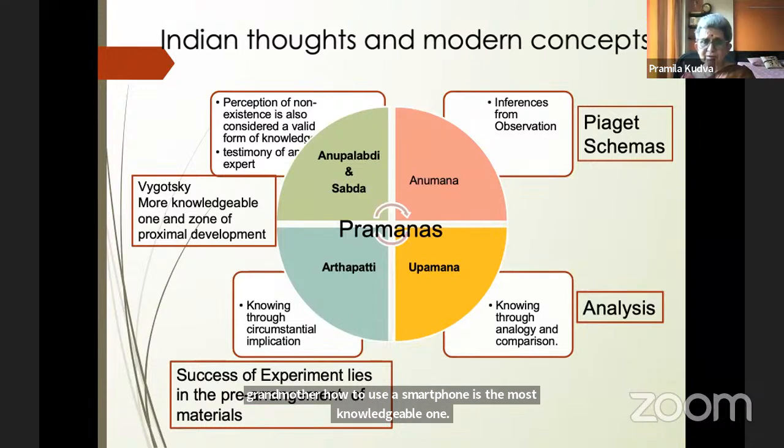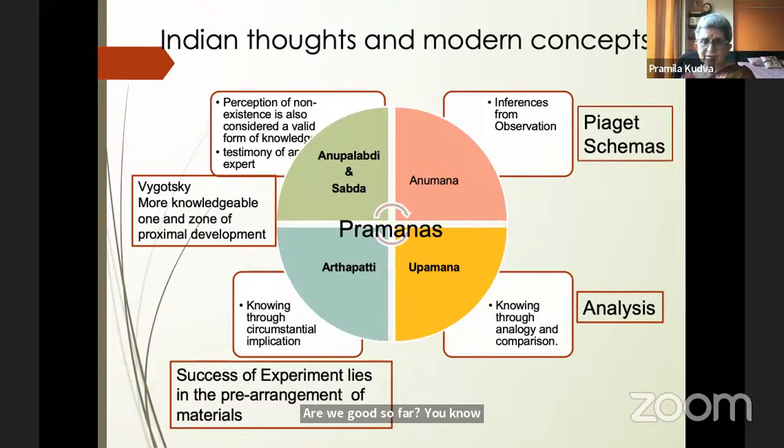Are we good so far? You know these? Anumana, Upamana, Arthapati, Anupalabdhi, and Shabda. And the first one, what was it? Pratyaksha.